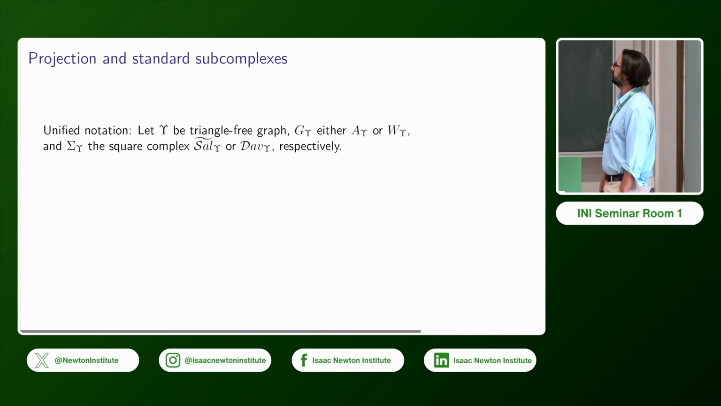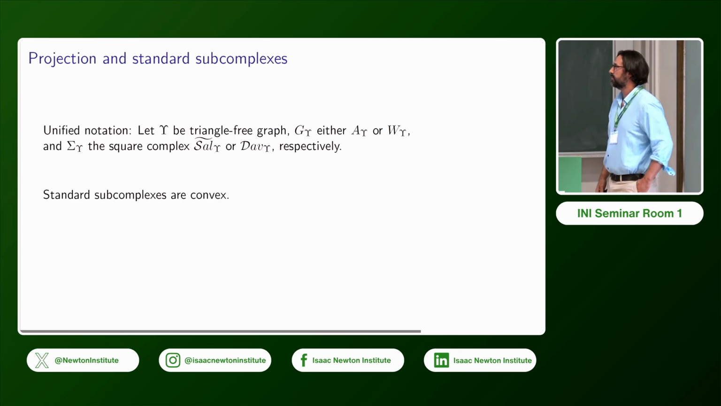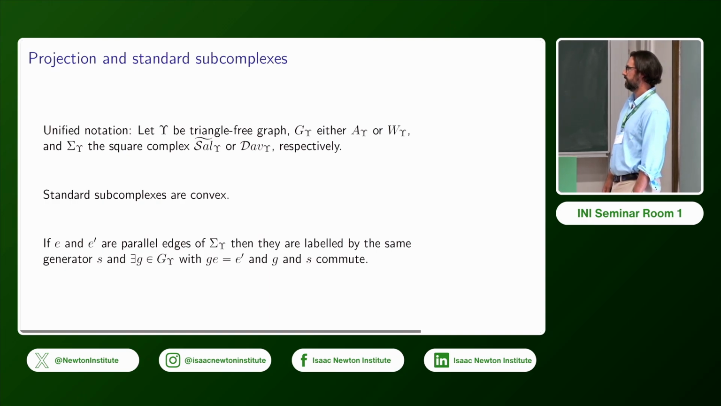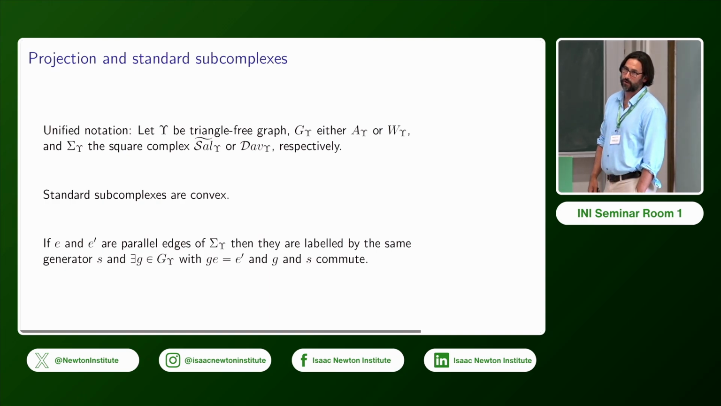Okay, I want to not say things separately for right-angled Artin and Coxeter groups here, so let's just say that Upsilon is my defining graph, my presentation graph. G of Upsilon is either the right-angled Artin group or the right-angled Coxeter group, and Sigma of Upsilon is the square complex. So standard subcomplexes I defined for you before, these are always convex. And so here's an extra fact that's true in right-angled Coxeter groups and right-angled Artin groups. If I have a pair of parallel edges in my square complex, they're labeled by the same generator, and there's an element of the group that commutes with that generator and takes one edge to the other.